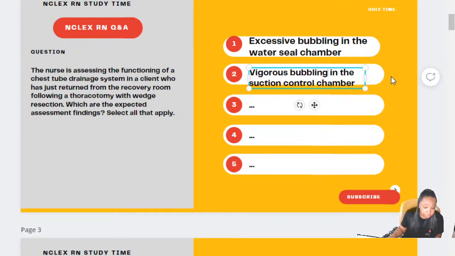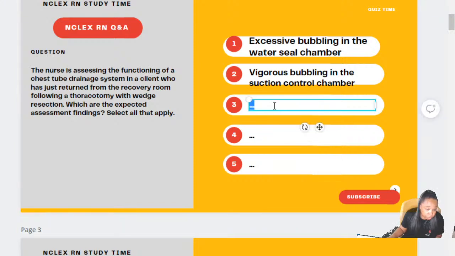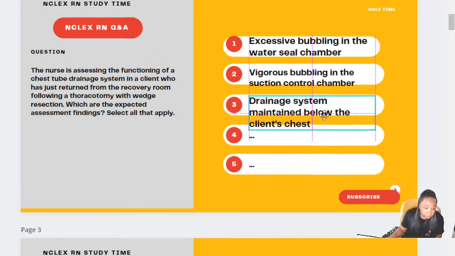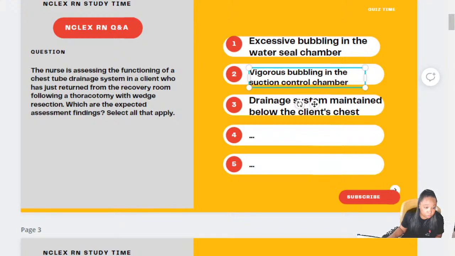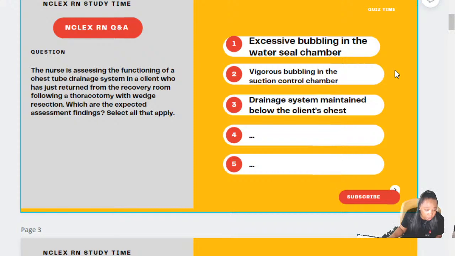While I'm putting the answers, you can go over the question and then you will see exactly what you would do if you are assessing the functioning of the chest tube drainage system in a client who has just returned from recovery room. Okay, so that's the third one. The third one, drainage system maintained below the client chest.